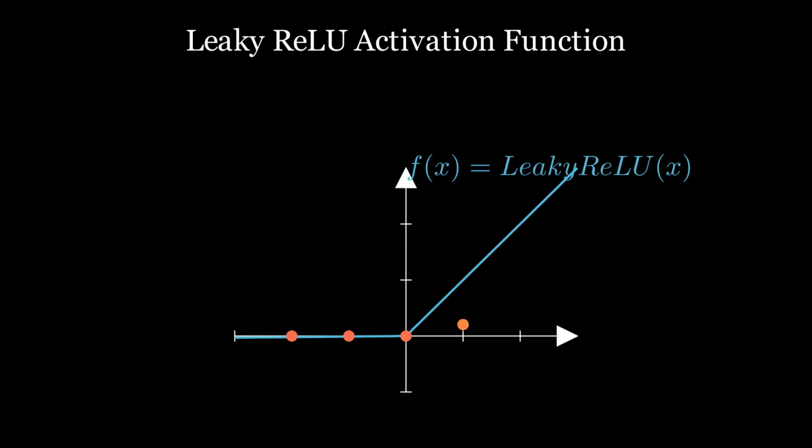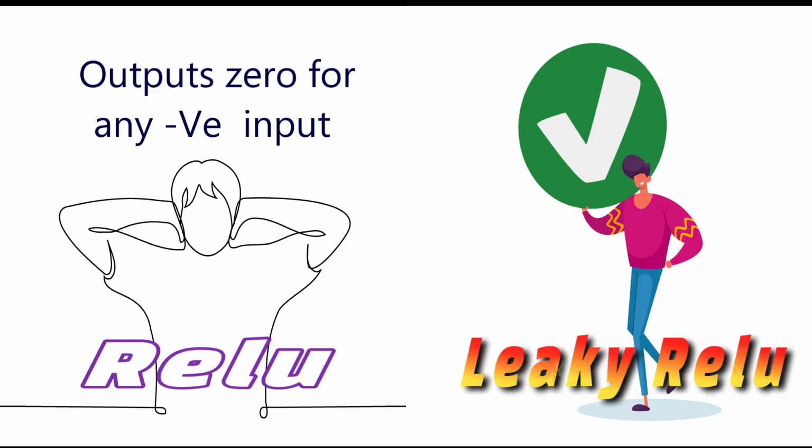It helps prevent neurons from becoming inactive during training, a problem known as the dying ReLU problem. For instance, if the network detects a slight negative trend in stock prices, standard ReLU might ignore it completely. But with Leaky ReLU, even this small dip is passed through, keeping that information within the network's decision-making process.